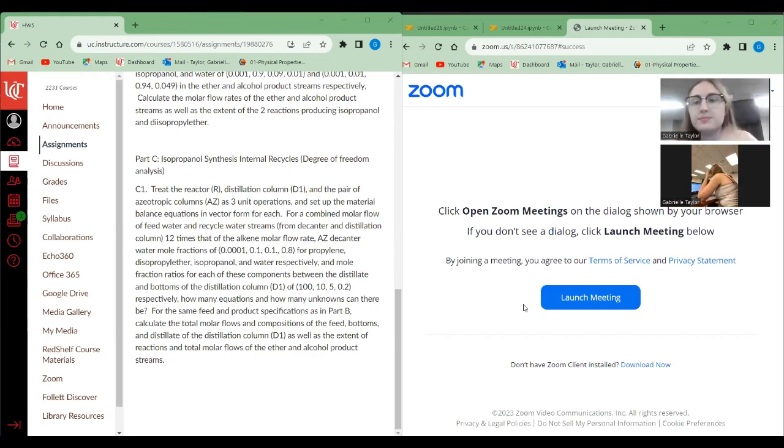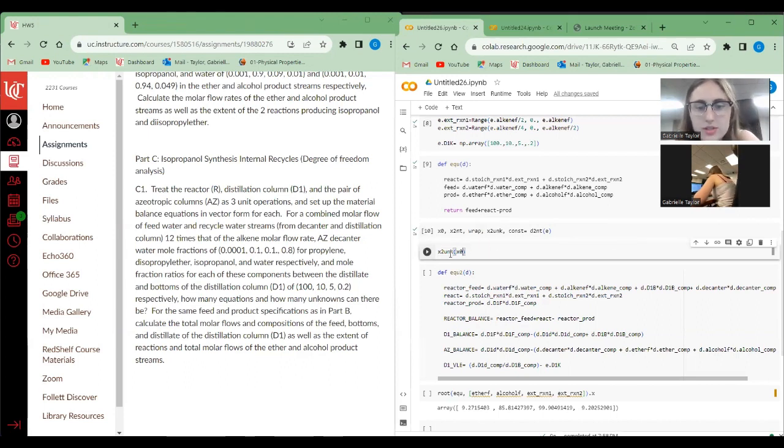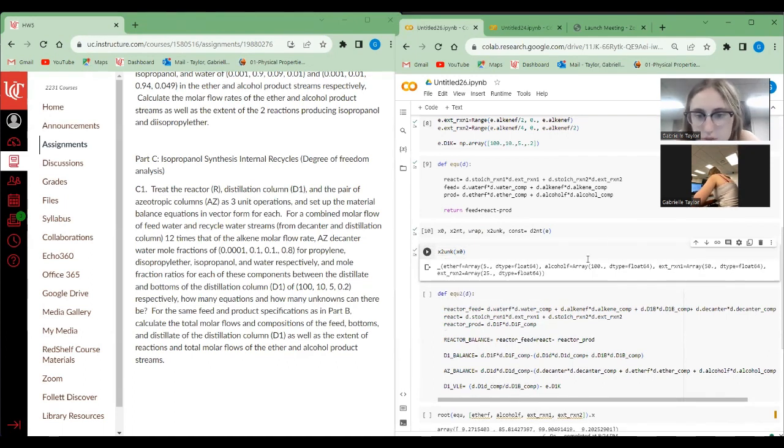Our part C again. So we are at this unknown at x 0. So it says we have an ether flow. After doing this unknown and putting this initial in here, we see that we have our ether flow, our alcohol flow, our exiting, our extent of reaction 1 and our extent of reaction 2. These are all of the unknowns that we have, and we need to solve them, right? So this is just going to compile all of our variables that we don't know.